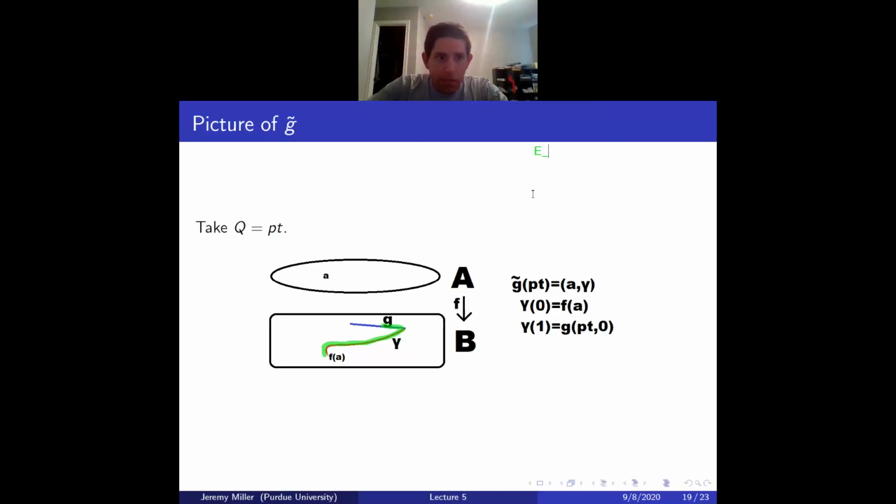So we have EF, and we have B, and we have G from the interval into B. G, the interval 0, 1, B.